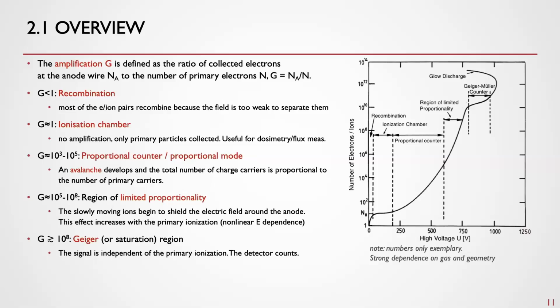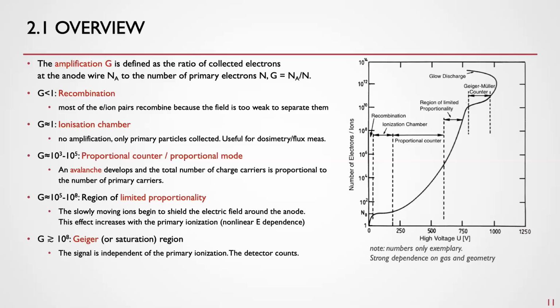The avalanche will be large. It will shield itself, and eventually the recorded number of electrons will be completely independent of the incident particle's ionization deposit. We are in counting mode. A spark forms, for example, in the detector, and this is called the Geiger operation.